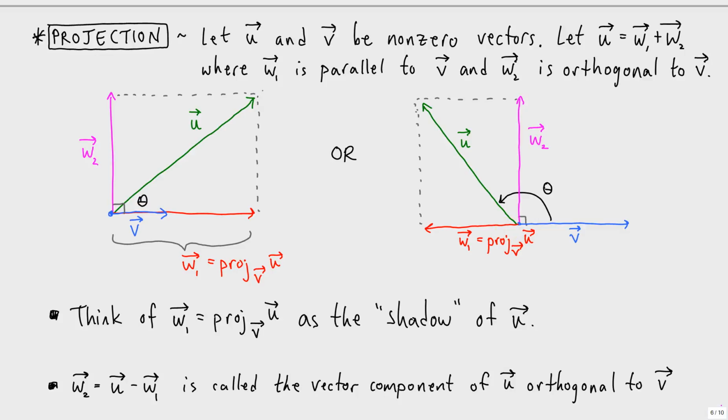Well, w2, what we're calling w2, the one that's orthogonal to v, we're going to call that the vector component of u that's orthogonal to v. And the way you would find it is you would just take vector u and subtract the projection, because w1 plus w2 equals vector u. So if we want w2, we just take vector u and subtract the projection.